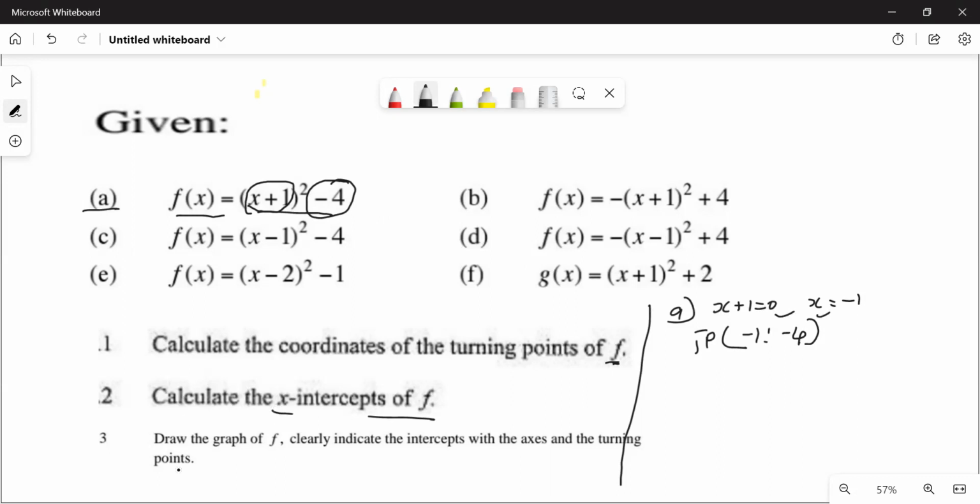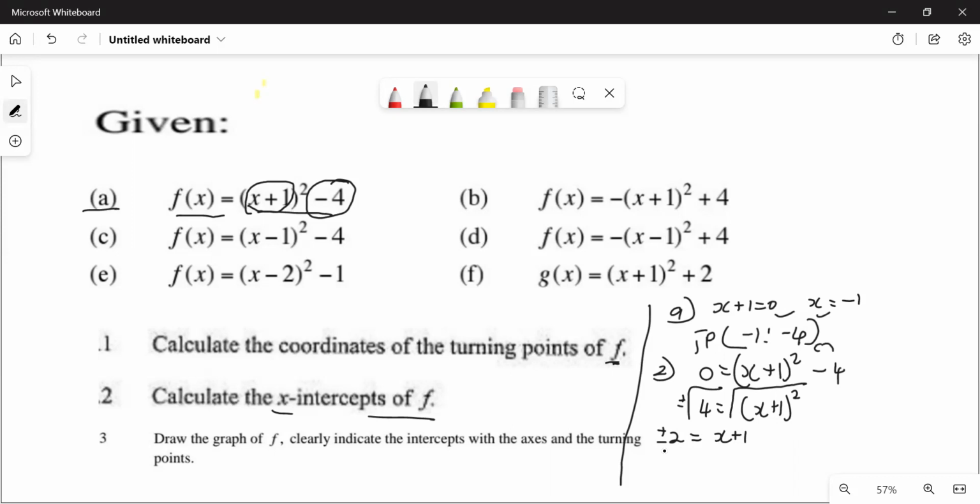Then the next question says I need to determine the x-intercept. Now, how would you determine the x-intercept? You need to make y to be 0 again. So we're going to say 0 is going to be equal to open bracket x plus 1 all squared minus 4 again. Now you take this 4 to the other side, so 4 is going to be equal to x plus 1 all squared. You want to get x again. Now you are going to root both sides. You put a square root, you put a square root. A square root has a plus and a minus. So you are going to have plus and minus 2, which is going to be x plus 1.